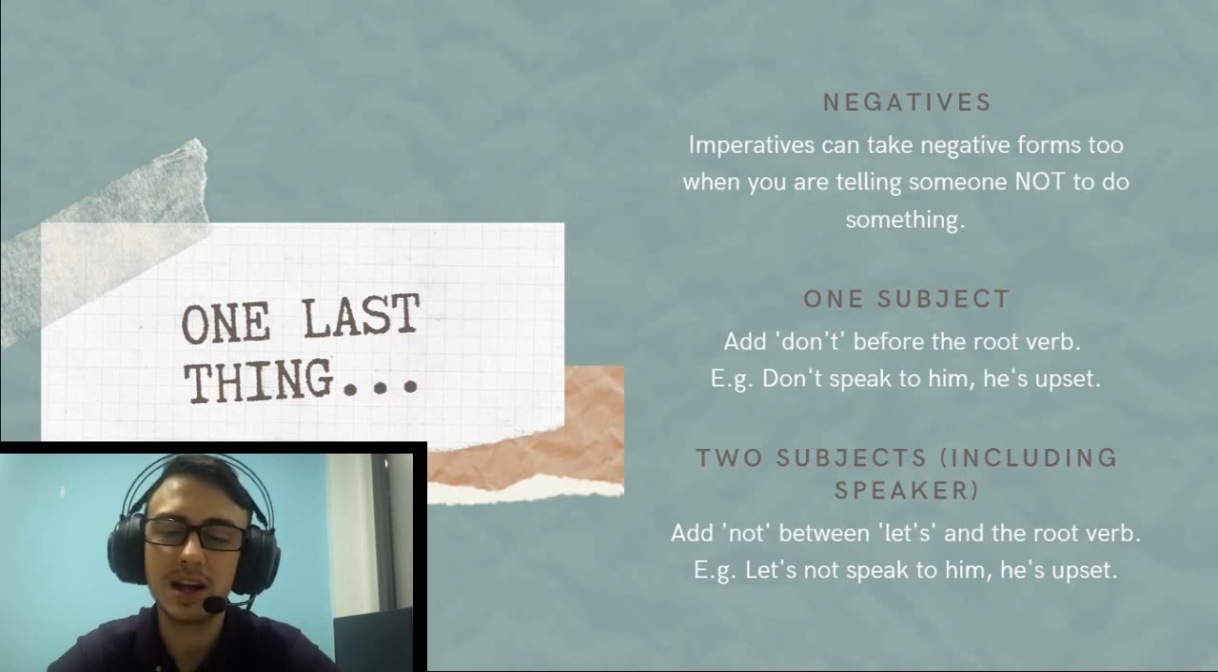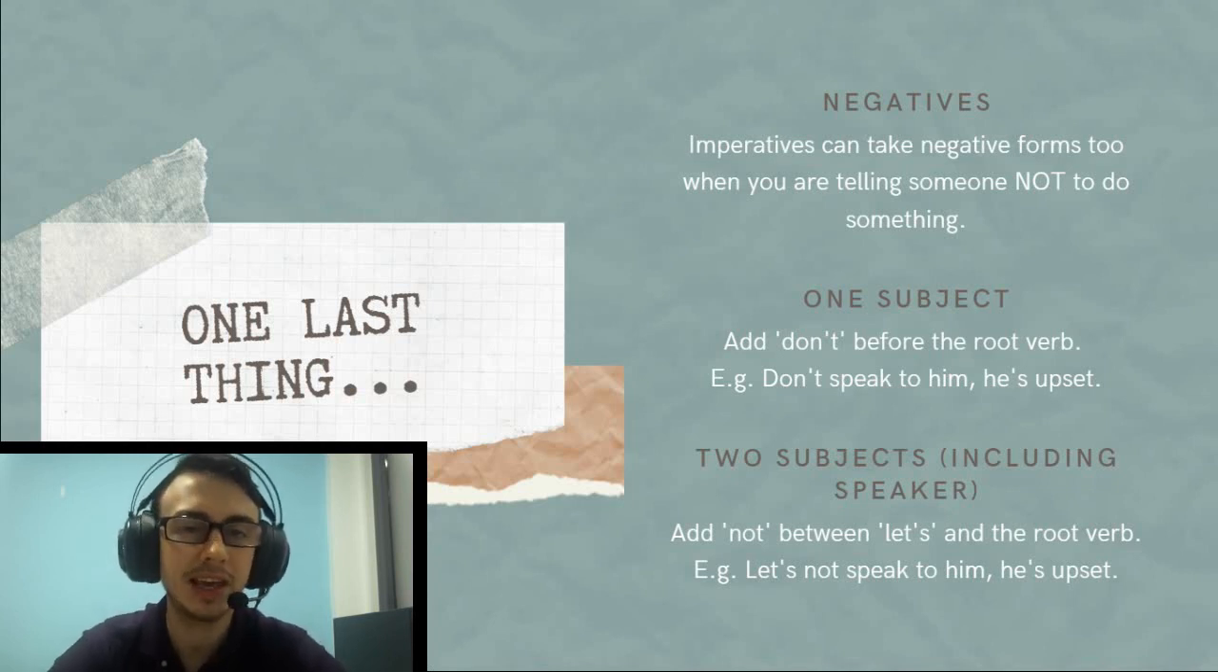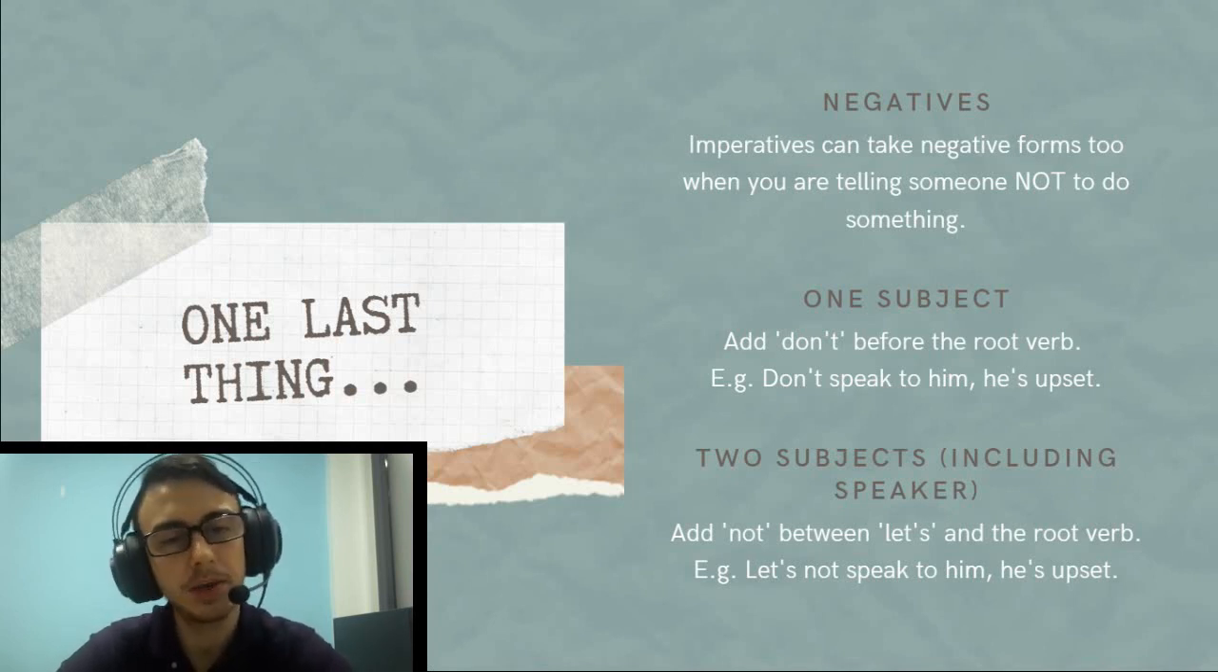Now, one last thing for you before we finish this lesson, and that is how to make these a negative. Because you can tell someone to do something, but you can also tell someone not to do something, in which case you need a negative imperative.